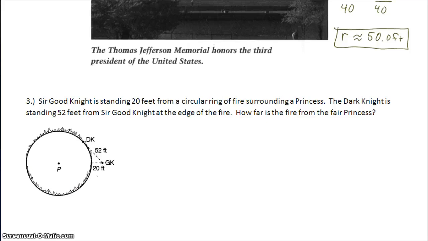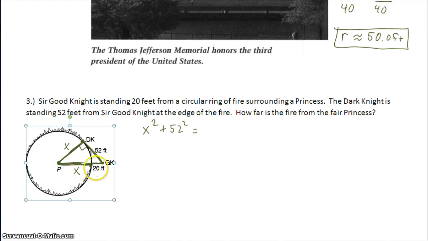And the last problem. We have Sir Goodnight 20 feet from the circle, and the Dark Knight on the circle 52 feet away from Sir Goodnight. We need to find how far the fire is from the princess. In other words, we need to find the radius. Well, this is a line of tangency, so we have a right angle here. And this radius is going to equal x, and this radius is going to also equal x. So we're going to use the Pythagorean theorem again. X squared plus 52 squared equals, again, my hypotenuse is x plus 20 squared.